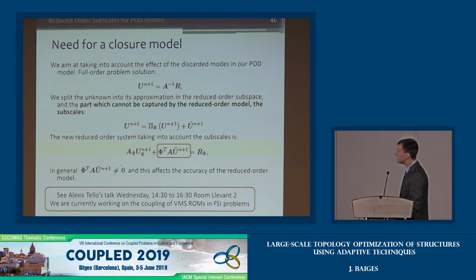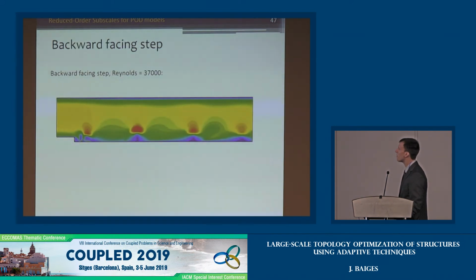In general, this term is not going to be zero, so it needs to be taken into account. Well, if you do not take it into account, you destabilize your problem. And I will not have time to explain it today, but I refer you to Alexis Tello's talk on Wednesday in room Levant 2, where he is going to show some results for these variational multiscale reduced order models in fluid structure interaction problems. But before I finish, let me just show an example of why this is important, an example in which this was really important.